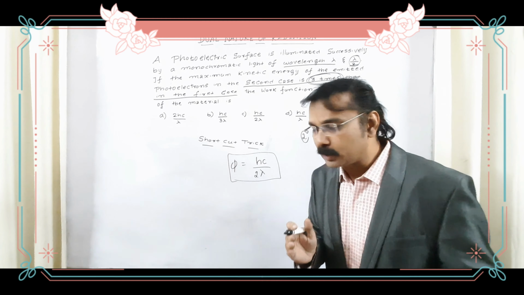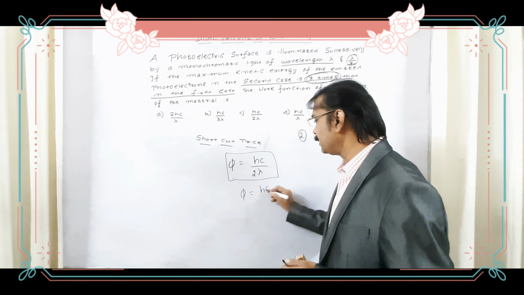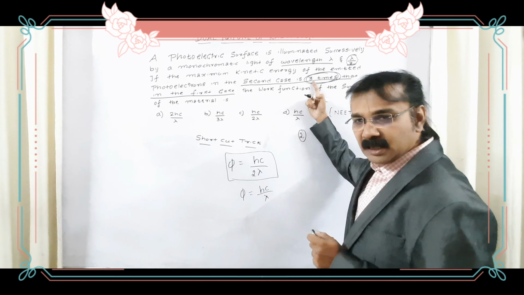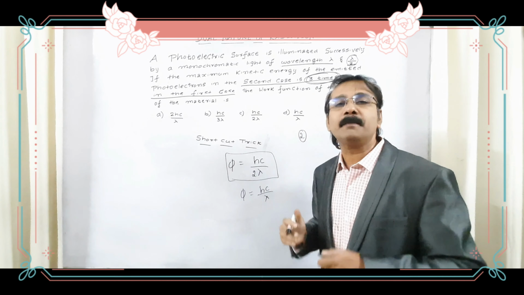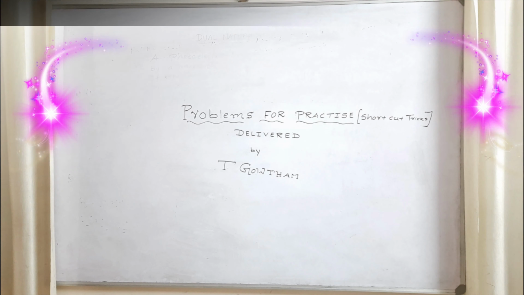What is the trick? Again I will tell you. You have to write the general formula, that is phi is equal to Hc by lambda. This is the general formula. Then you see how many times it has been given. If it is 3, what is the number before 3? It is 2. Insert 2 here. That's all.